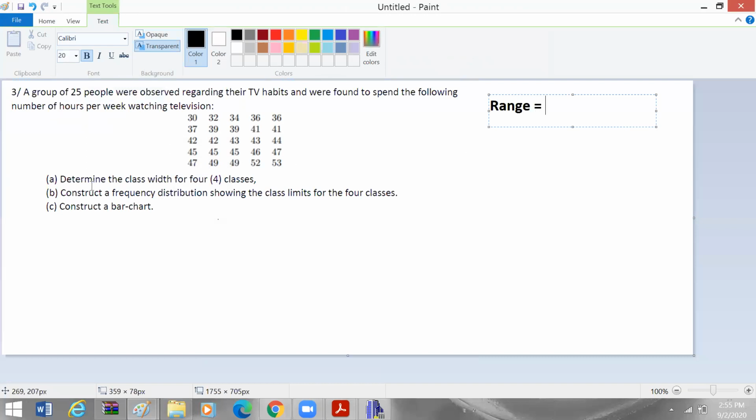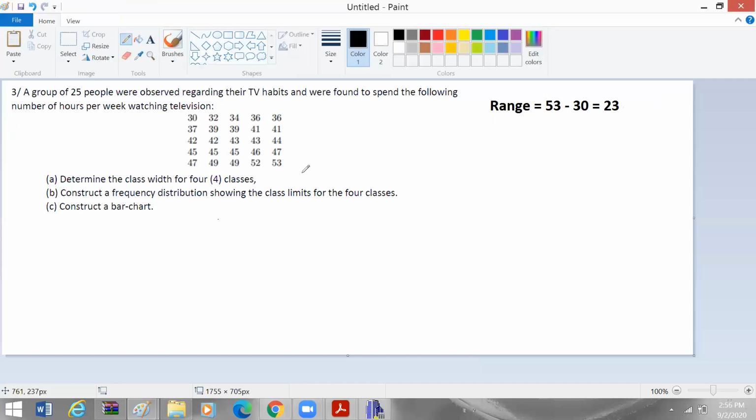We have 25 people regarding the TV habit, so how many hours they watch TV per week. There were 25 people who were willing to participate in that survey, and the numbers range from 30 to 53 hours, right? So we take 53 minus 30, and we got 23. This question was easy because we can see that the biggest number is right there, and the smallest number is here.